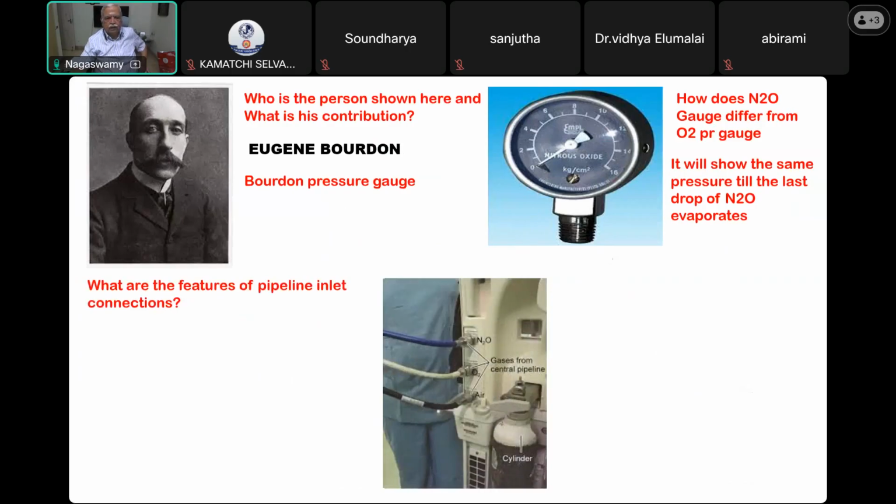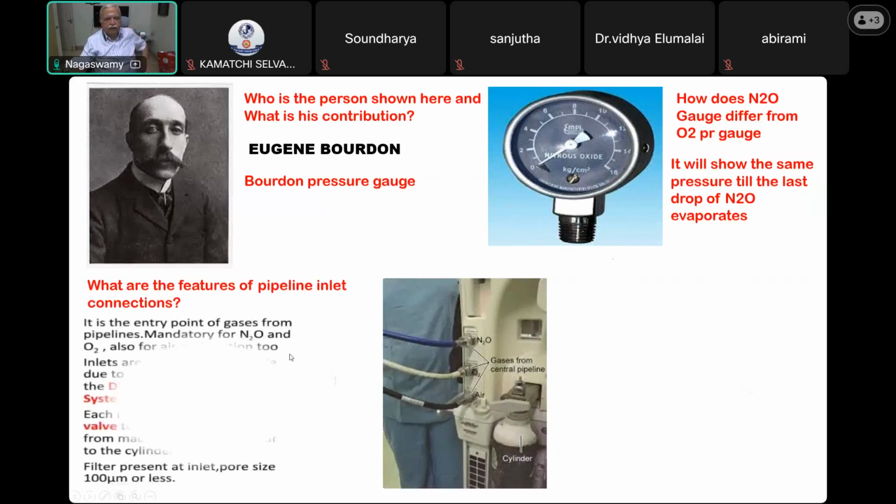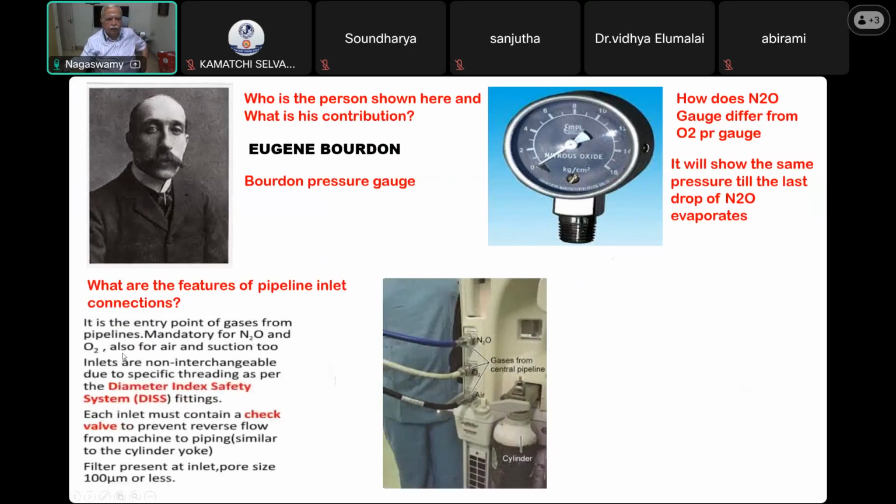Now what are the features in the pipeline inlet connections that are going to the back of the machine? The hoses are connected here, nitrous oxide, oxygen. So what features are there? It is the entry point for gases from pipelines. It is mandatory for nitrous oxide, oxygen, and also for air and suction.